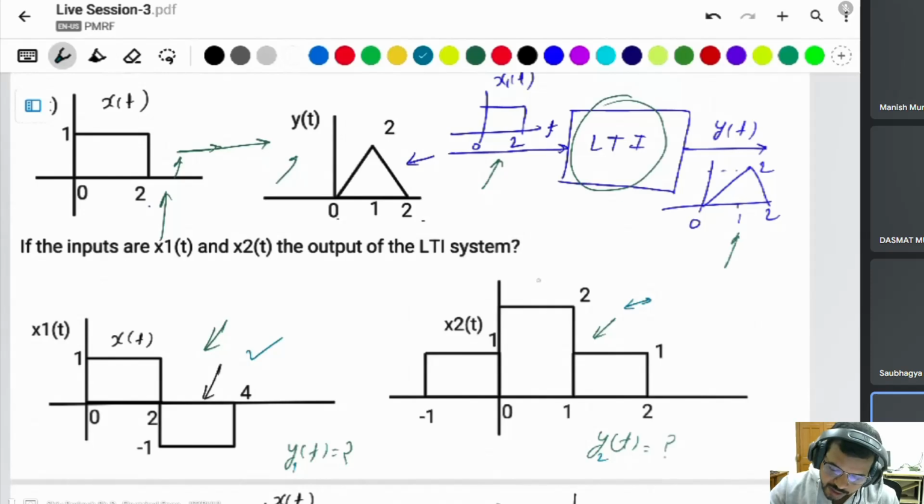How can you find this one from this one? You can see here there is only -1 to 1, the dimension is 1 unit here.